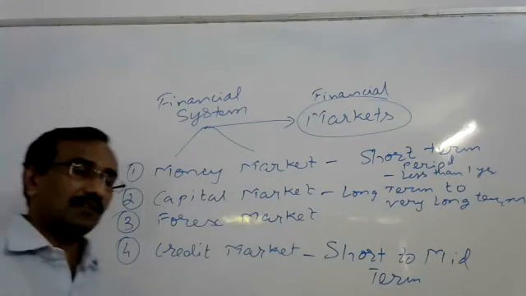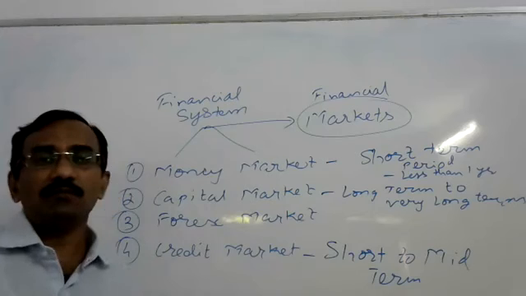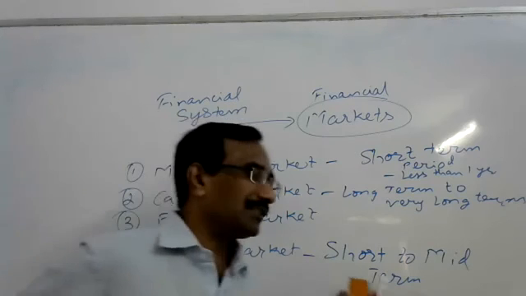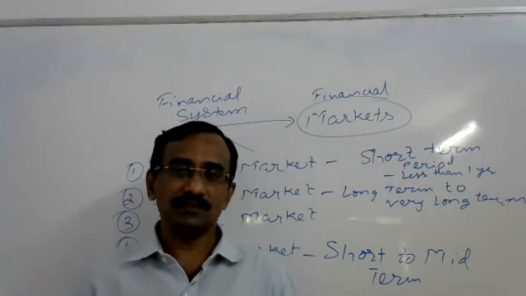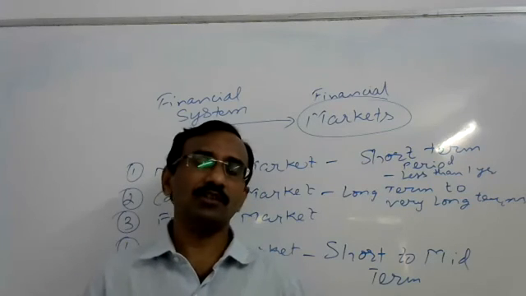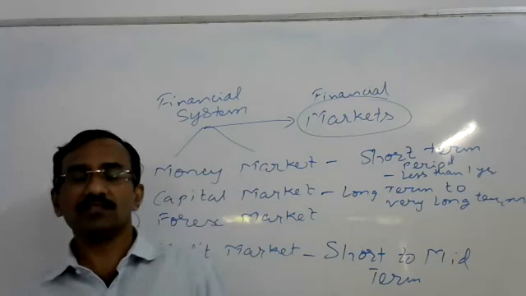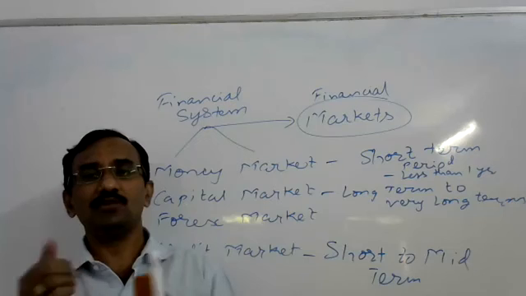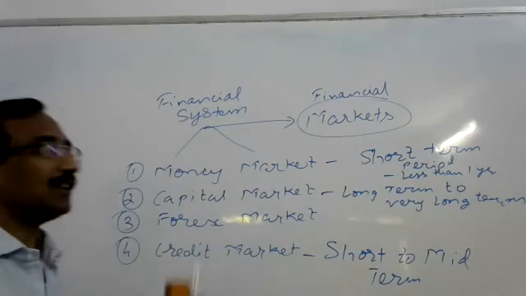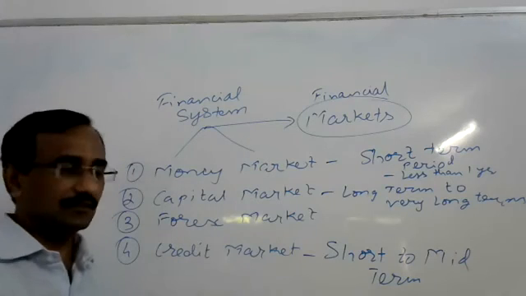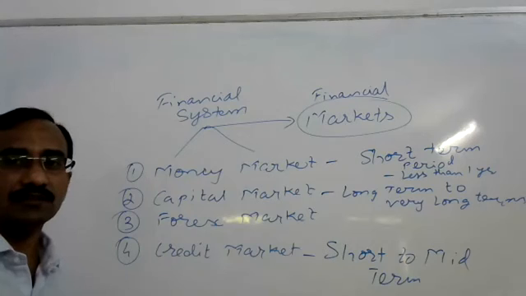Here, generally, short means it may be from a day to a mid-term of maybe 30 years, 40 years. That is what we are looking for. But as per the RBI definition, the mid-term is between 1 to 3 years. For a specific subject matter, we are considering this to understand the things. So the credit market is short to mid-term.